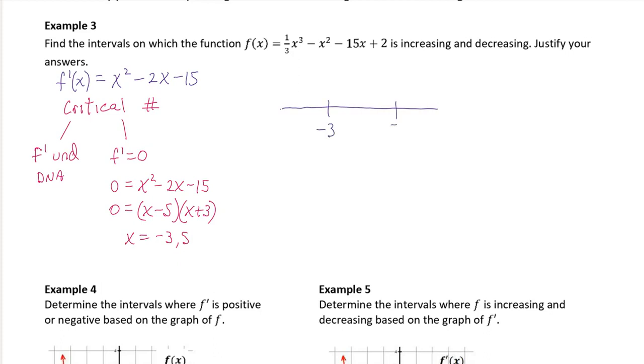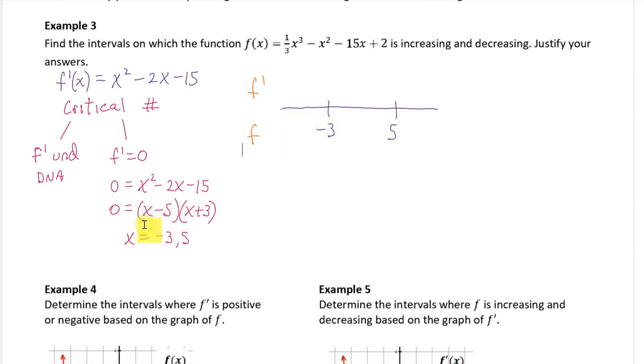We have positive 5 here. What we're doing is we're looking at what is happening with f prime of x so that we can say what's happening with f of x. All right, so we're going to plug in some numbers. So in this first interval here, from negative infinity to negative 3, I'm just going to choose negative 4 because it's just to the side here.